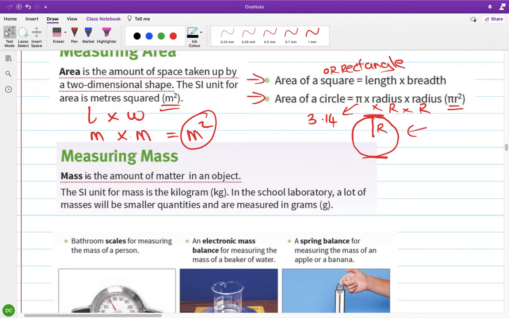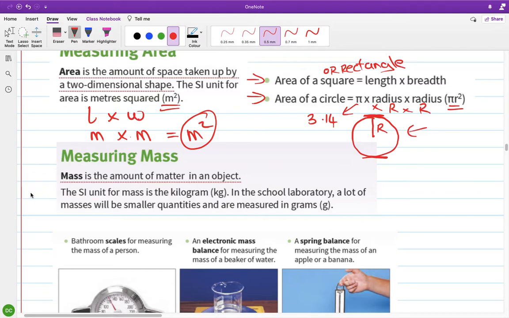Okay, so mass is the amount of matter in an object. This is often confused with weight. For example, when you stand up on a scales in your bathroom, you're not measuring your weight, you're measuring your mass. Okay, it's a confusing one because we use the word weight in our day to day.